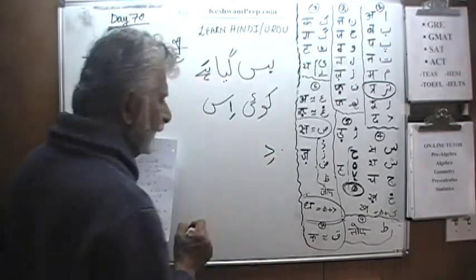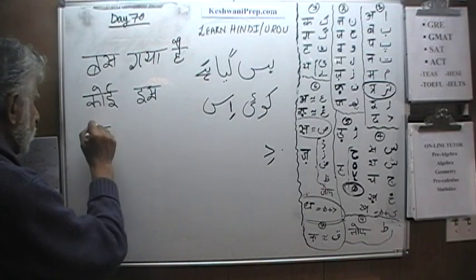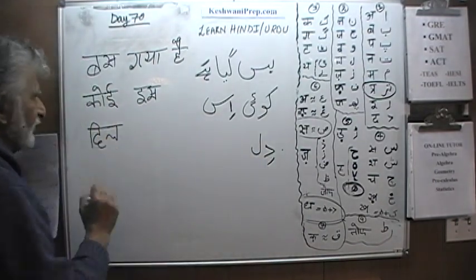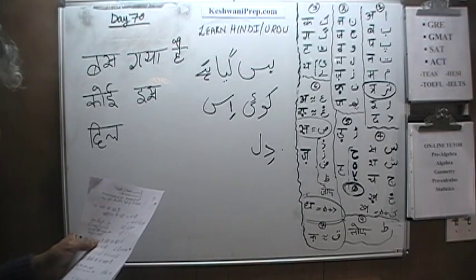Dil is dal with a zair. That gives a choti ki matra. And then la. Dil. Bas gaya hai koi, bas gaya hai koi is dil mein.